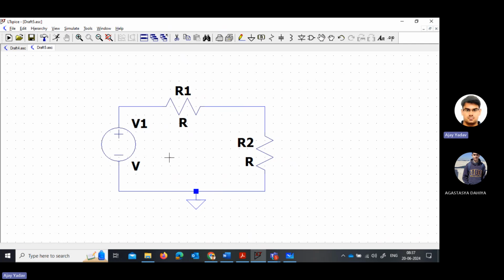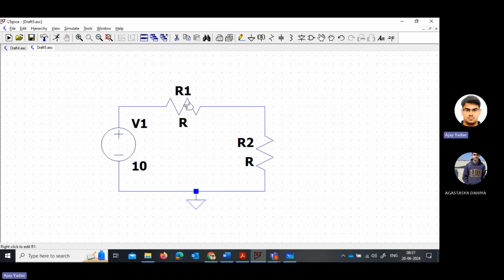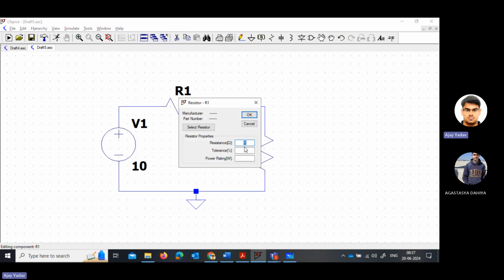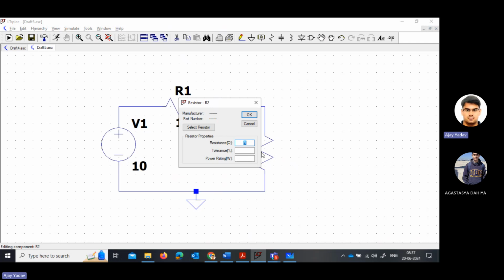Now we will use the numeric values, meaning the magnitudes of these terms. Here I'm using a 10-volt source, a 10 ohm resistance, and I will vary this load resistance. Suppose initially I have taken a resistance of 5 ohm.